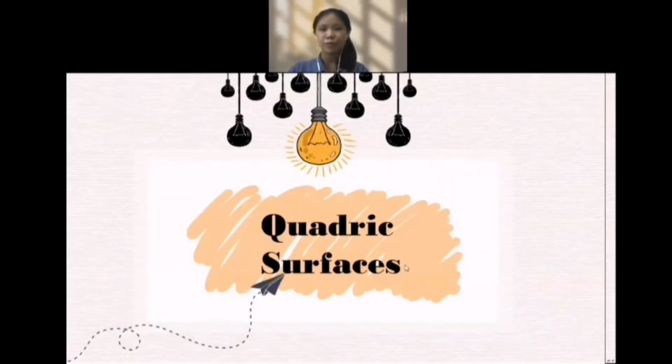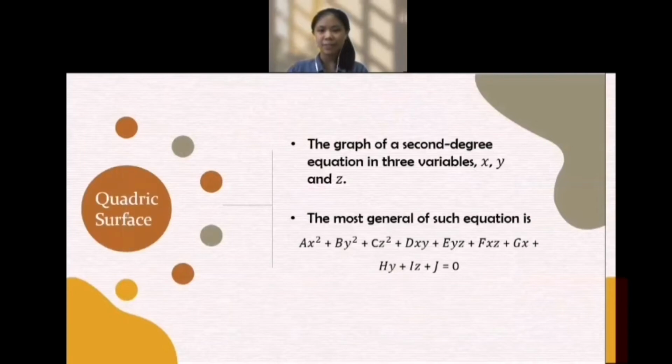Now we move to quadric surfaces. We discuss quadric surfaces in this further sketching topic. A quadric surface is the graph of a second degree equation in three variables x, y, and z. The most general such equation is ax squared plus by squared plus cz squared plus dxy plus eyz plus fxz plus gx plus hy plus iz plus j equals 0.